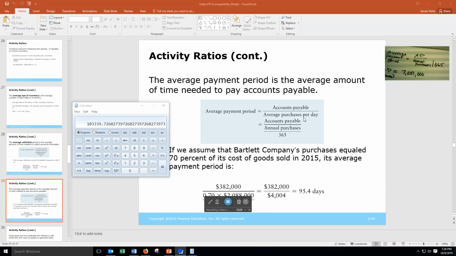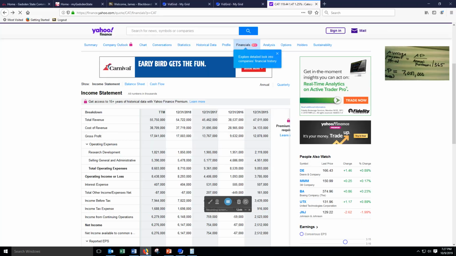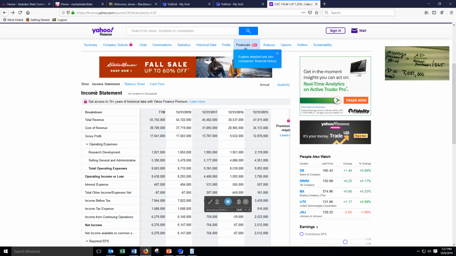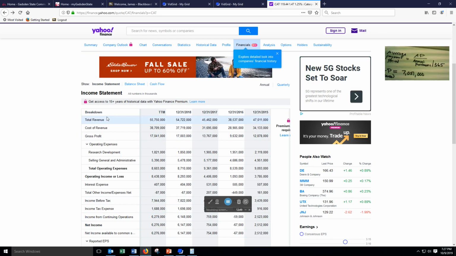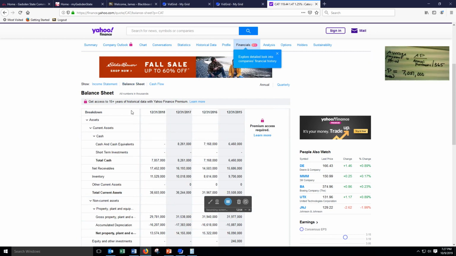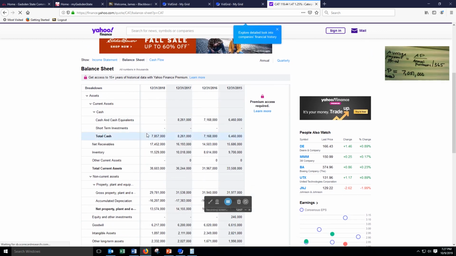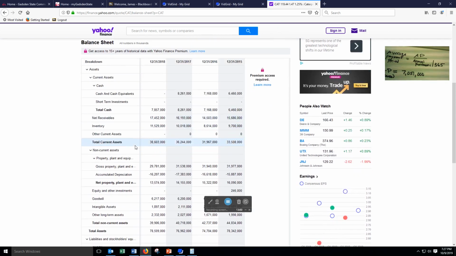All right, now annual average purchases per day are annual purchases over 365. I think that I did not include that 365 when we talked about before. So this is average purchases per day, which is annual purchases, also known as cost of goods sold over 365. So we're getting this data from Yahoo Finance, and the accounts payable is going to come off of our balance sheet.